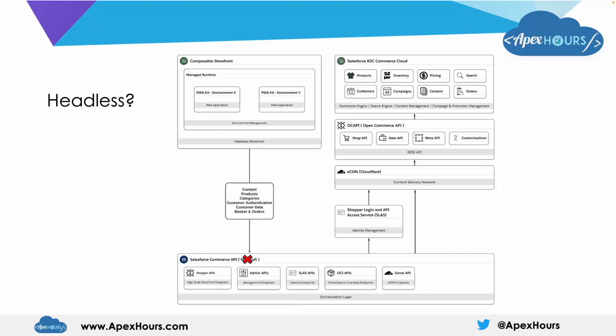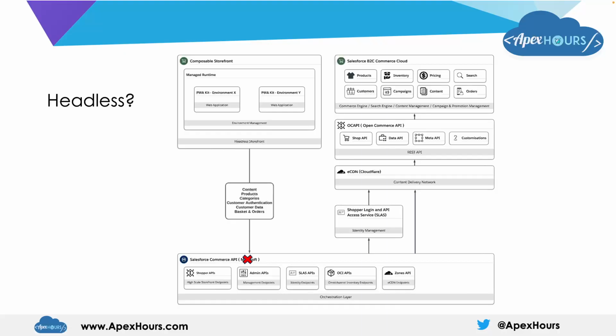But let's not get ahead of ourselves. Let's first explain this diagram. So at the top left, we have our front end. So the Composable Storefront that we talked about earlier, which contains the managed runtime, which is our hosting and environment management tool, which hosts our PWA kit projects. So a managed runtime can have X projects built on a PWA kit, so can host multiple React applications.